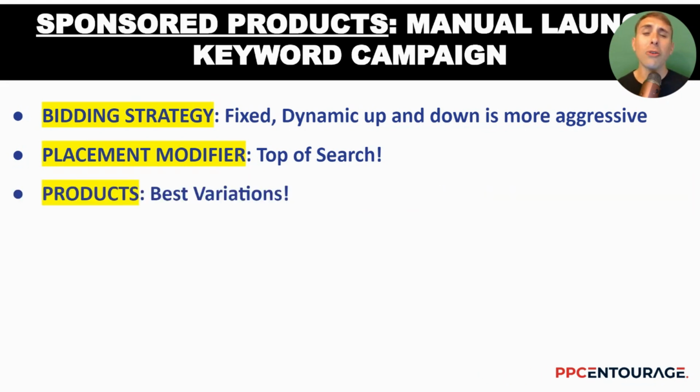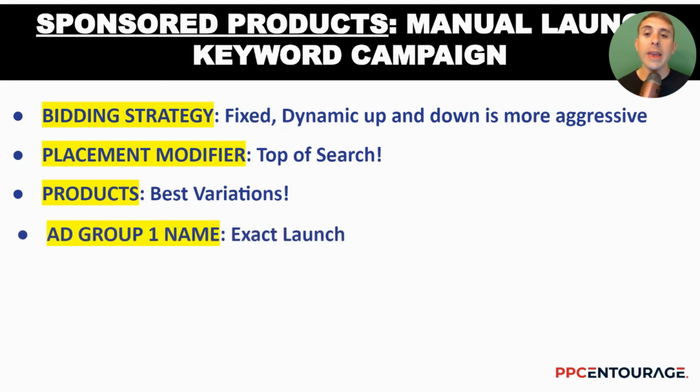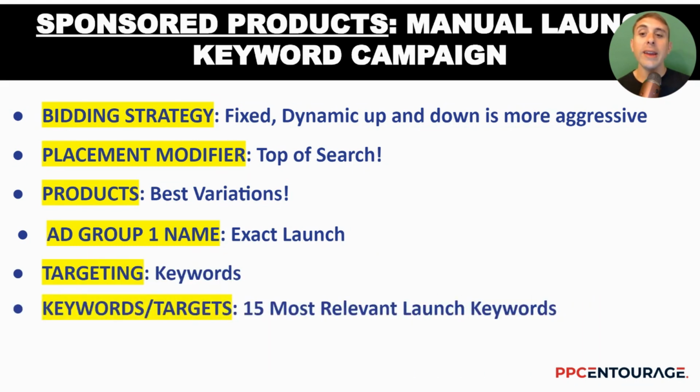Okay, next, of course, you always want to put your best variations forward. If you have multiple child variations, different colors that are off colors, always put your best variation forward. You could name the ad group exact launch. That's how we name the ad group. The targeting obviously is going to be keywords here. And here's what we're doing, guys. This is the whole strategy.